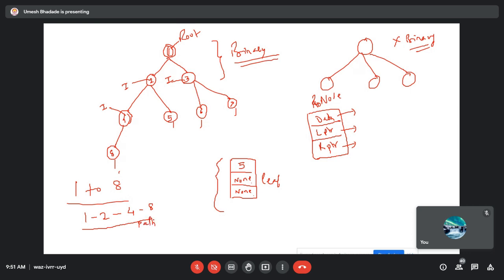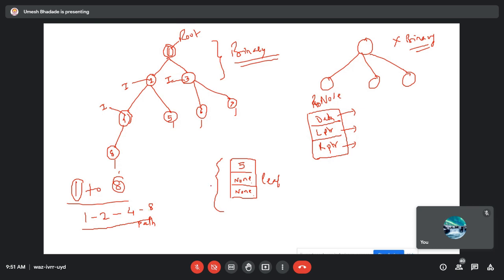इसको क्या बोलेंगे हम लोग? Path बोलेंगे, right? These are the definitions which we have to keep in mind. It is called a path: the link of nodes which are to be visited to reach the destination from the source. Our source क्या है आपका? 1. Destination क्या है? 8. So from 1 to 8, you have to visit 2 and 4 in between. So 1, 2, 4, 8 is called a path.